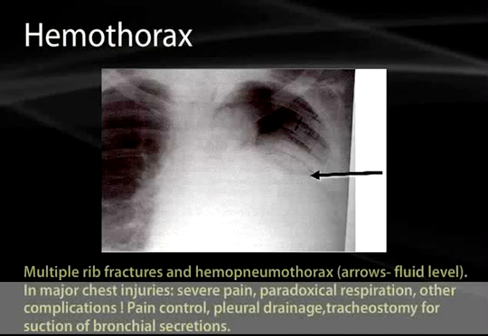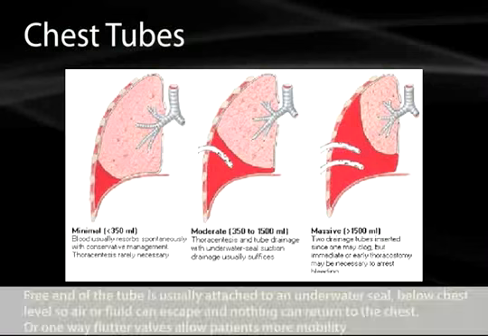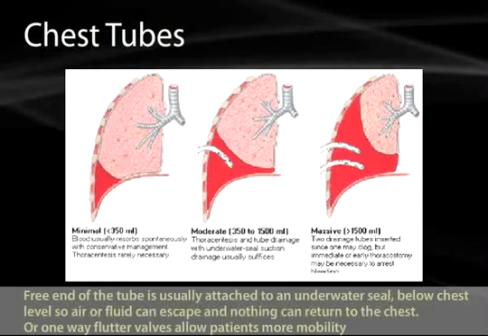This particular hemothorax was a result of multiple rib fractures, and you can see the fluid levels. Now, in a major chest injury, there's going to be severe pain. There may be paradoxical respiration and other complications depending on the situation, but you're going to have to do pain control and drainage of this. You may have to do a tracheostomy in order to suck out the bronchial fluids and secretions. These are all going to be issues that could play into a testing item as far as the USMLE.